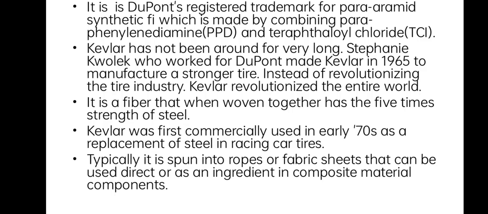Composite materials are those materials which are formed by the combination of two or more compounds, two or more things. When they are combined, they have the properties of all the compounds present in that combination.